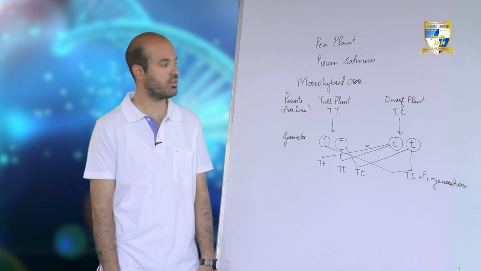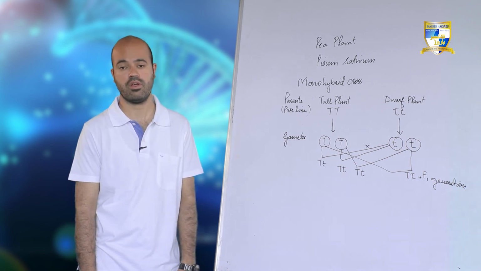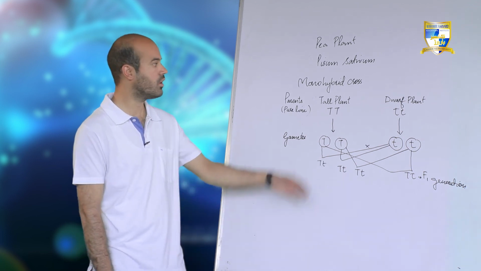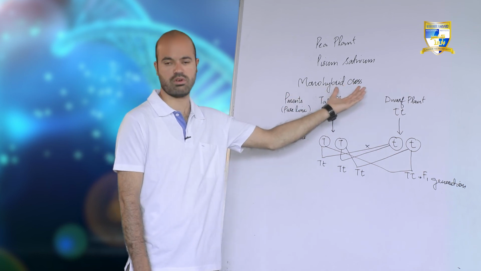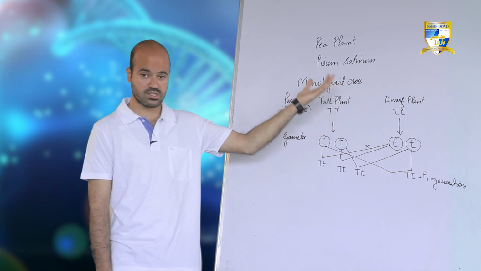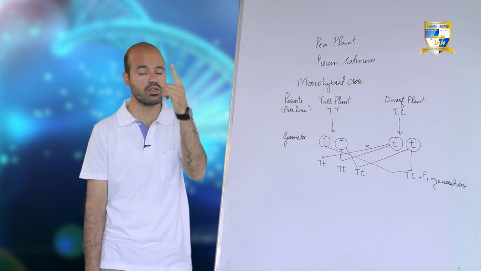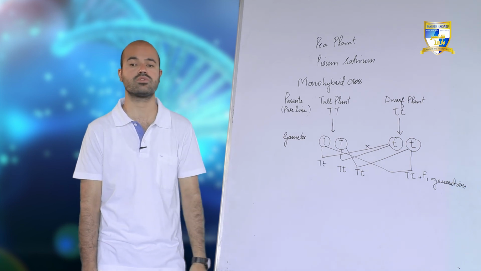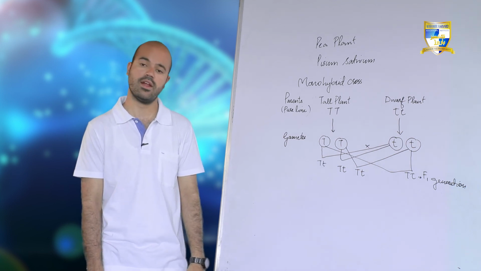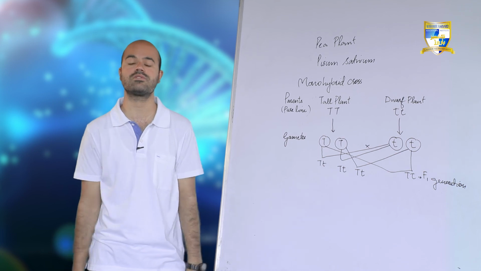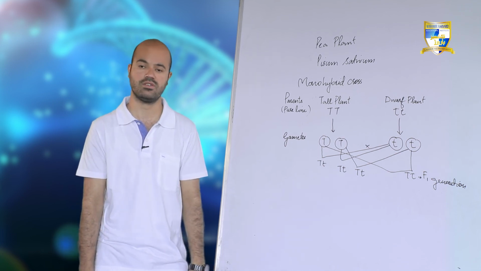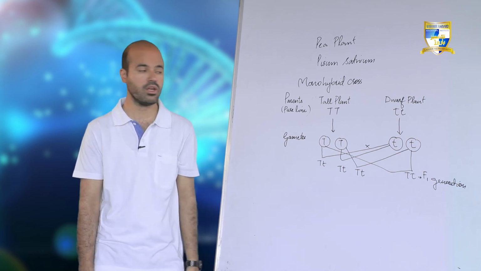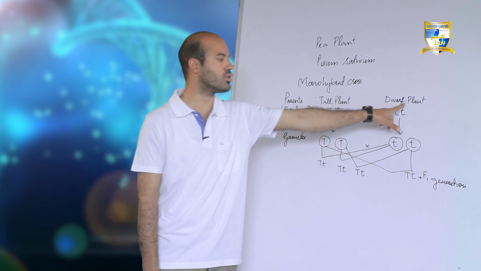Let's start. As you remember, we are studying this monohybrid cross. A monohybrid cross is simply a cross in which only a single character is observed during the breeding experiment. Mendel chose the character plant size or plant height, which normally has two traits: one is tall and another is dwarf.